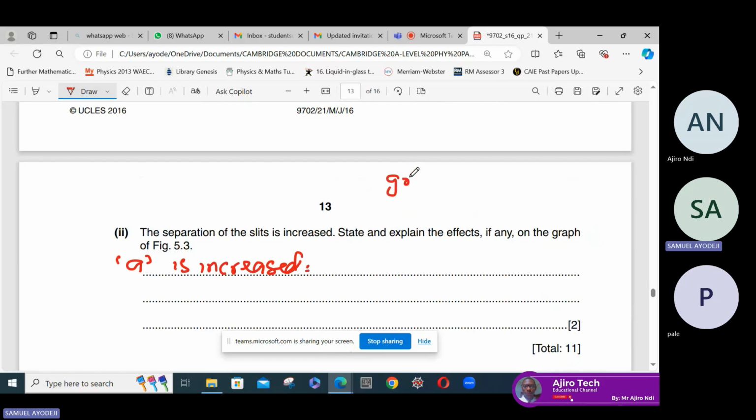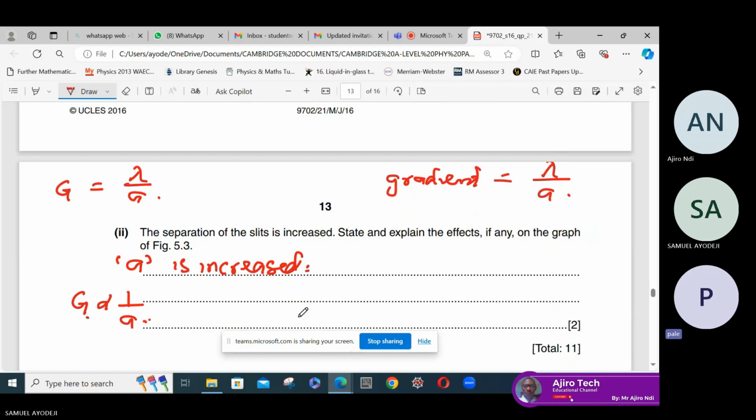Remember, we have gradient is equal to lambda over A. So meaning that gradient G, let me say G for gradient, lambda over A. So if you look at it, gradient and A, they are inverse. Gradient G is inversely proportional to A. So what happens? If A increases, what happens to G, which is gradient? Decreases. So the first thing is gradient decreases.